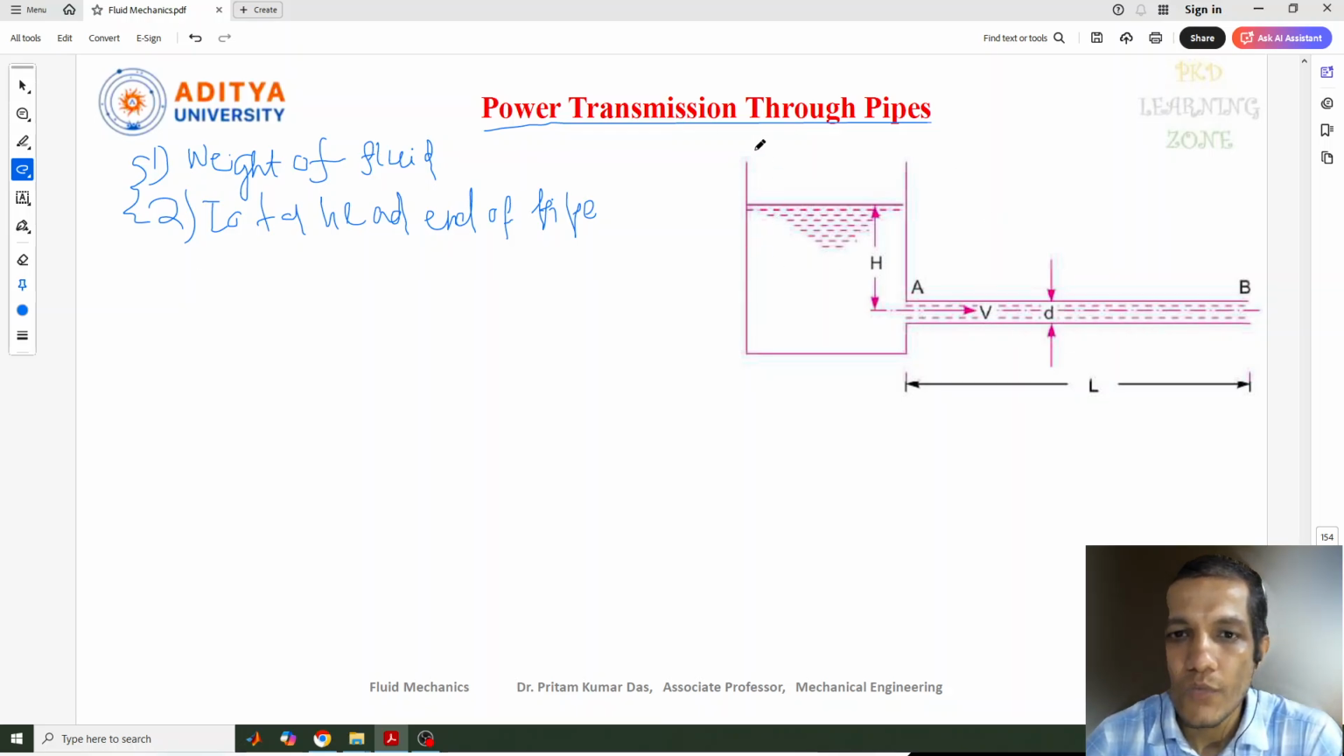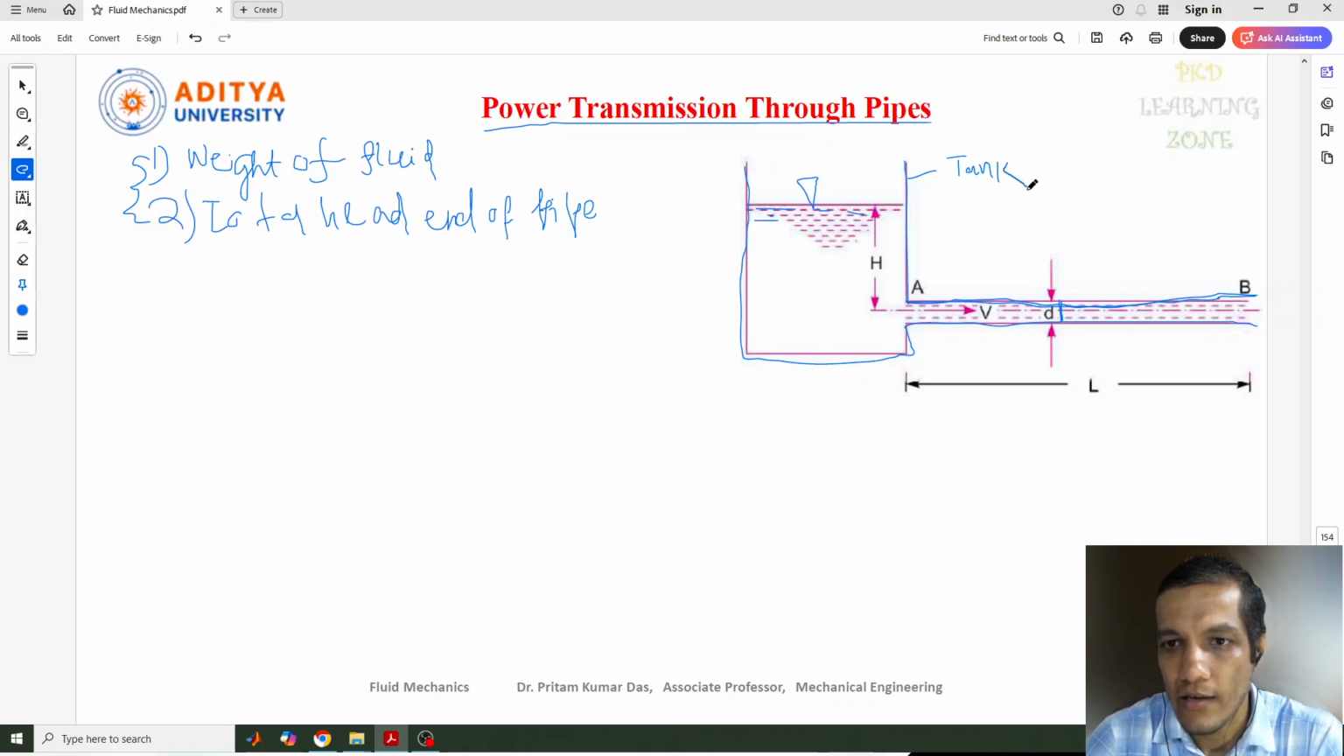So here we have taken a tank which contains water, or maybe you can consider any kind of fluid, and along the tank there is a pipe connected to it. A pipe of uniform diameter, which is a diameter of D, you can see here. This is the uniform diameter of the pipe. This is the upper level of the surface of this water, this is the tank, and this is the liquid surface.